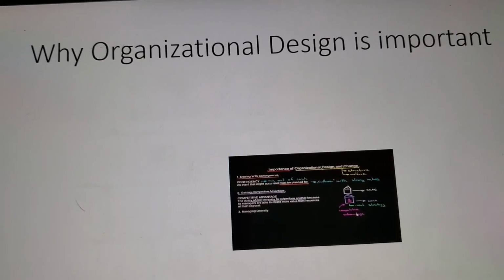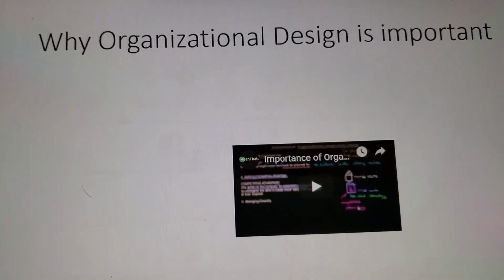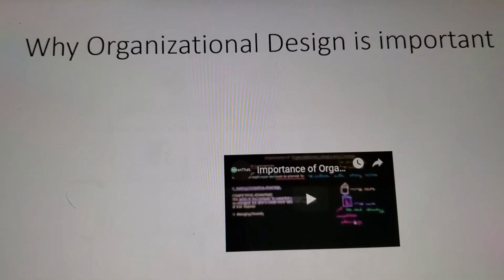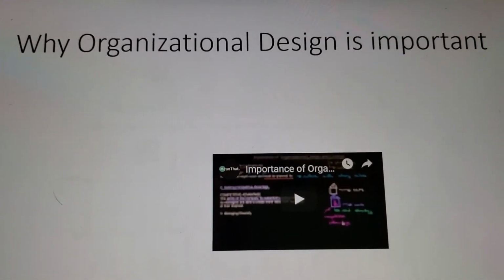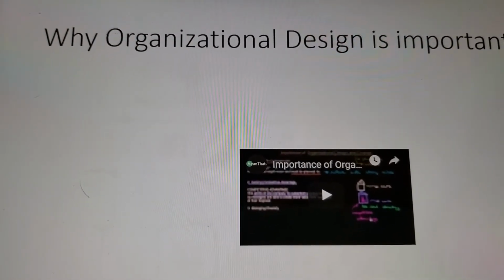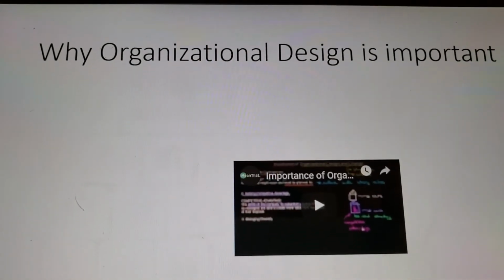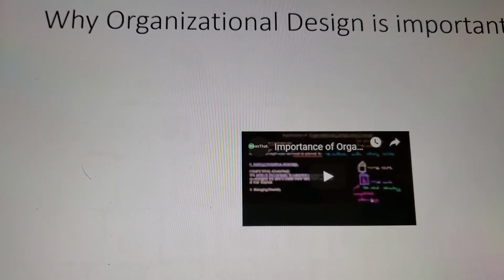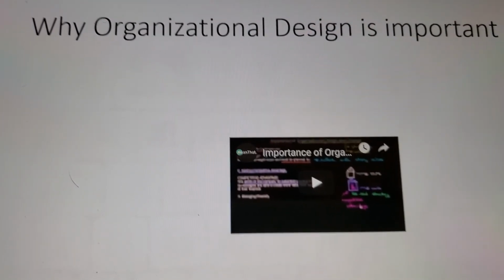Why organizational design is important. Organizational design is important for a number of reasons. It's important because it helps the company to focus on where it would like to go in the near future. It helps to shape the environment and the climate of how the company will be run, and it helps keep them focused on their mission and their goals for the year. And it helps with everything within the company as far as processes and procedures are concerned.